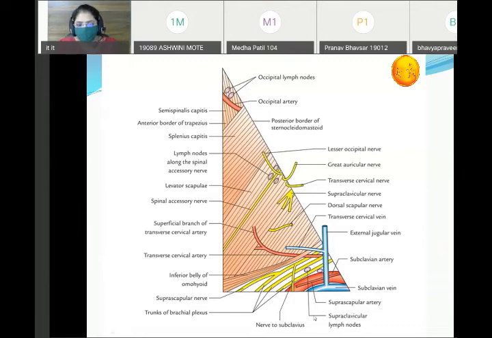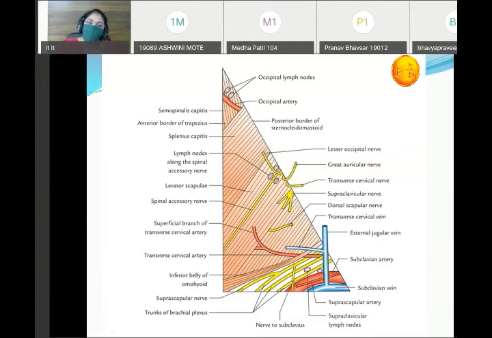Then the dorsal scapular nerve, and there is also the nerve to serratus anterior. It is also called the nerve of Bell, which is not seen here. Then the suprascapular artery, and also some part of the transverse cervical artery, which are also contents of the subclavian triangle.